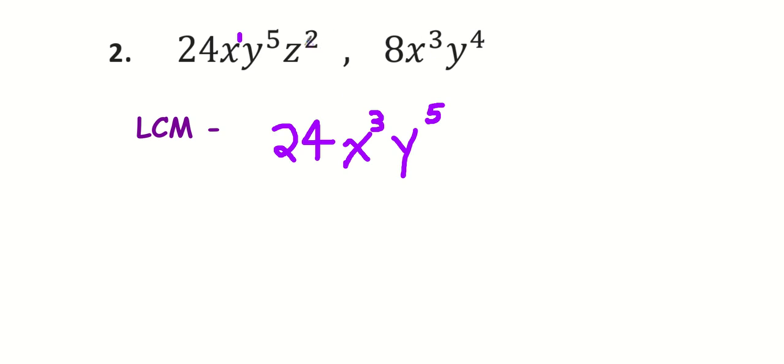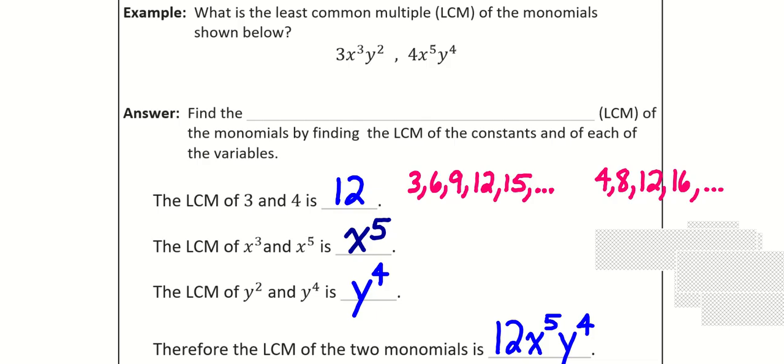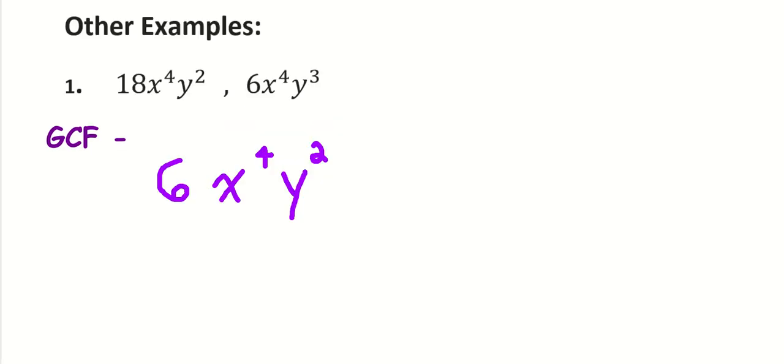And then, okay, let's see what happens now with the z's, where this one has z to the 2nd power, and this one has no z at all. But here we're going with the bigger one. So what's bigger, 2nd power or technically 0 power? Well, 2nd power.